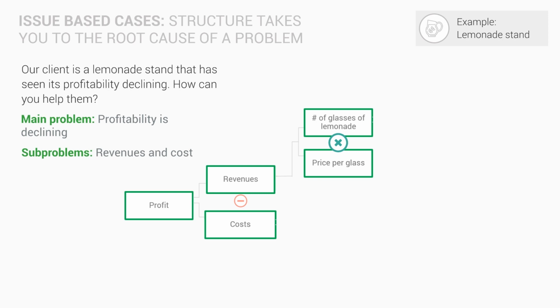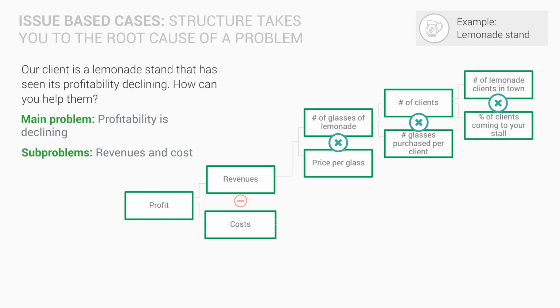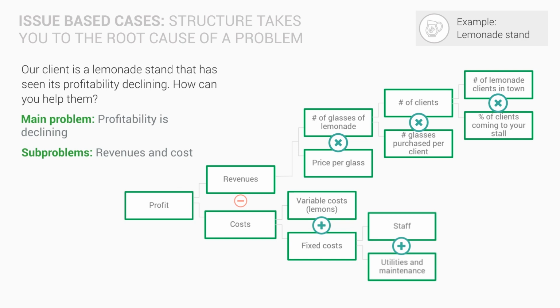Number of glasses is further a function of the number of clients and number of glasses purchased per client. The number of clients is a function of number of lemonade clients in town and the percentage of clients coming to the stall. Now let's look at costs. The overall cost would be equal to variable cost, which would be the cost of lemons, plus fixed cost. Fixed cost would be equal to staff cost plus utilities and maintenance.